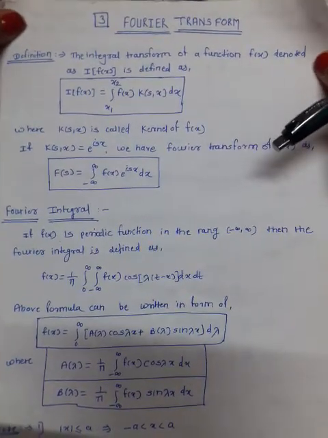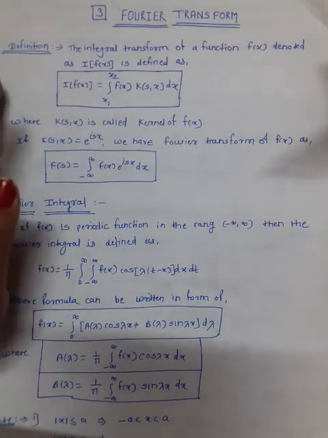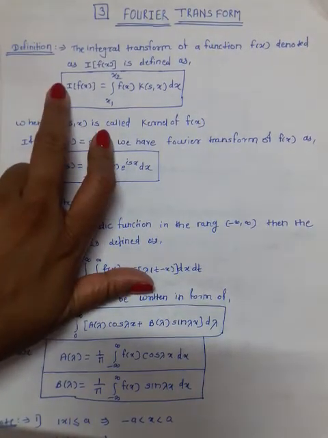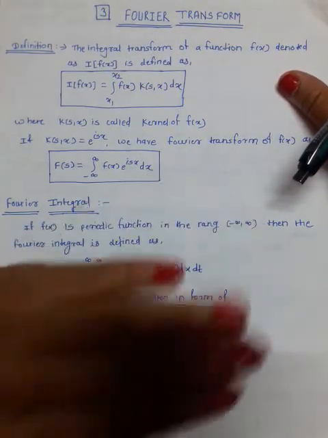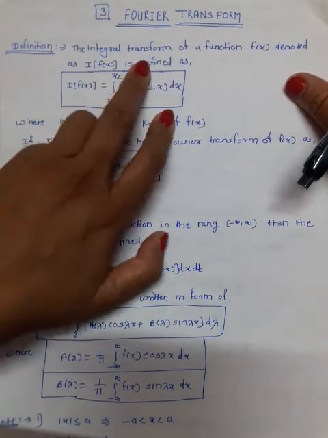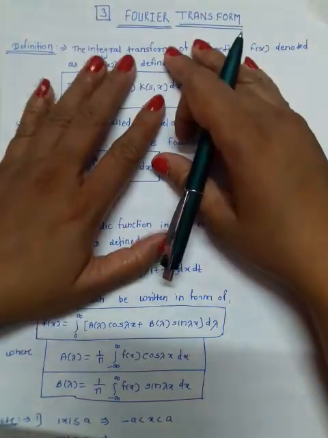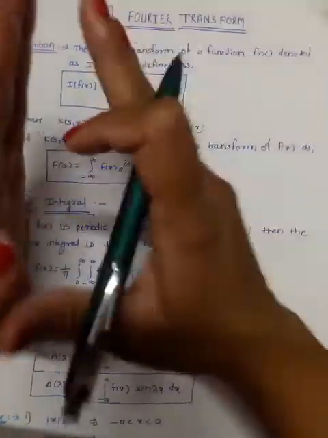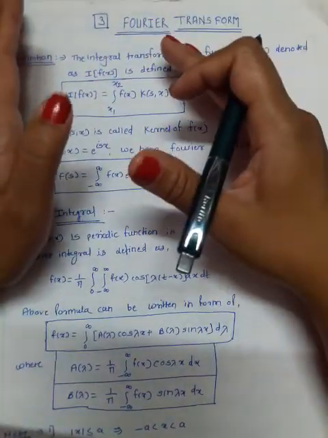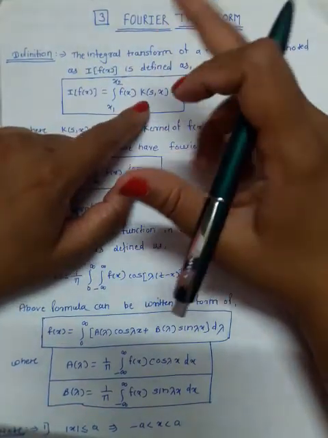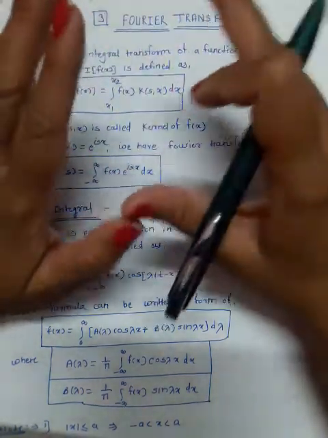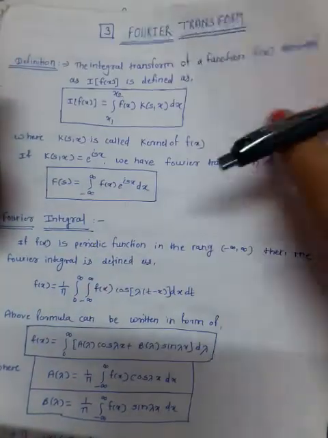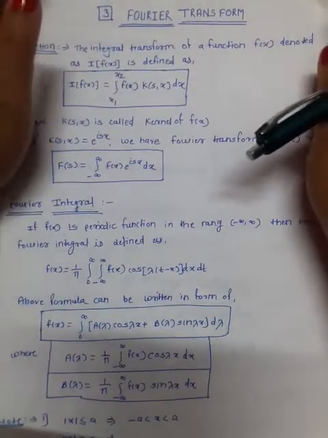Let us see the first definition. The integral transform. Let us start with some of the definitions, the integral transform before the Fourier transform. See, in this chapter there are a total of 2 parts. The first part consists of some examples of Fourier integral, and the next point will be Fourier transform. These are basically the 2 main points of the Fourier transform chapter.